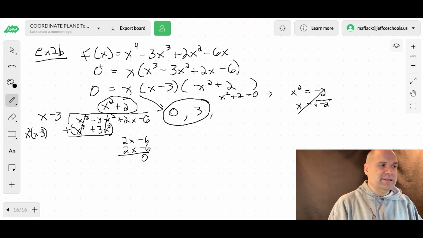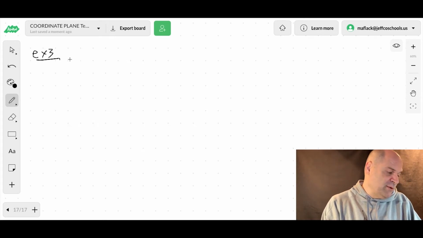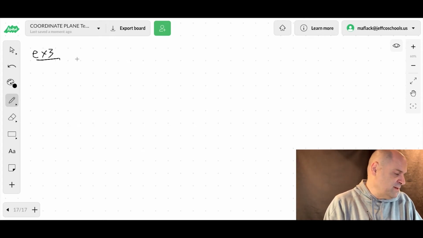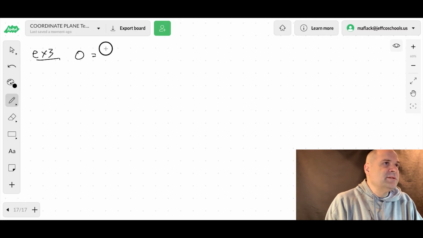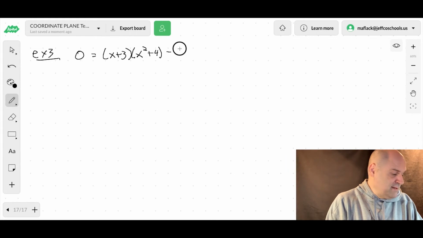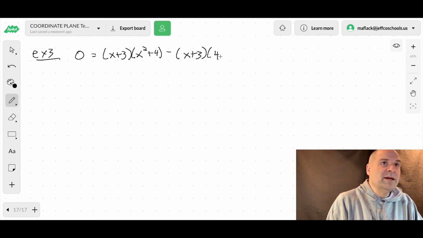Okay, moving on. Example 3. Finding binomial factors to determine roots. Here we go. Find the real roots of this: 0 equals x plus 3 times x squared plus 4, minus x plus 3 times 4x plus 1.